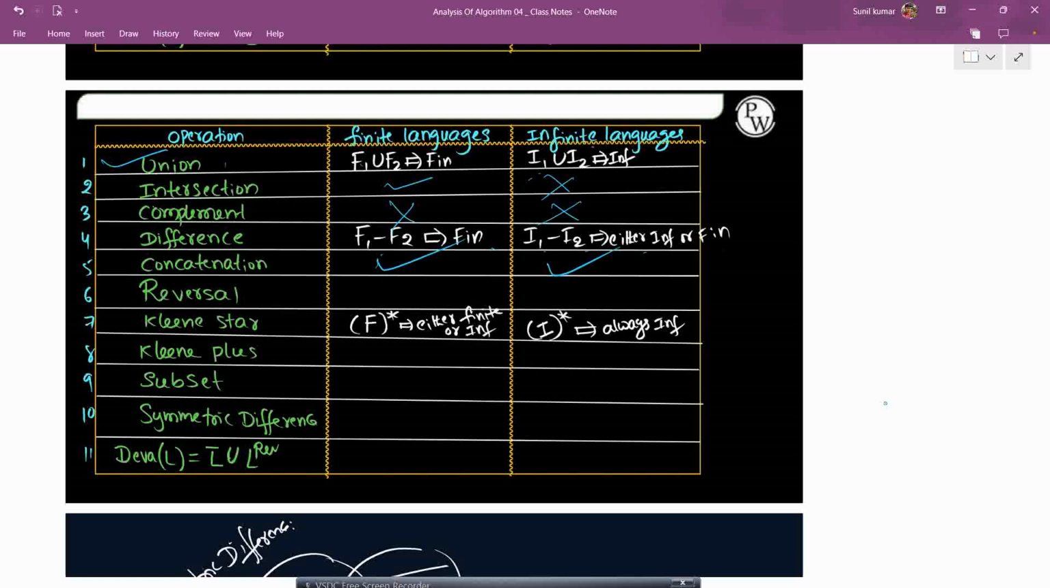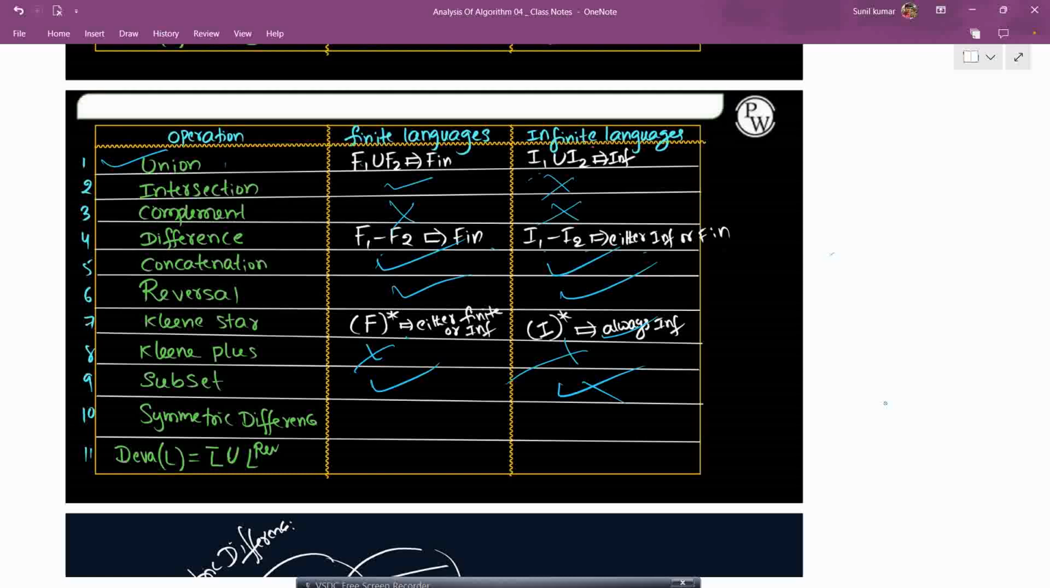infinite. Concatenation, what makes the difference? No. Reversal? No. Kleene star makes it either finite or infinite, and always infinite. Kleene plus infinite, not closed, not closed, and subset is finite, finite. So this is not closed. So yeah, difference could be there.